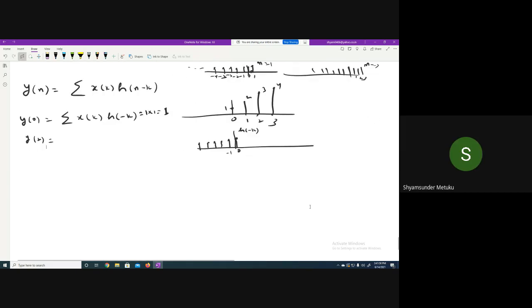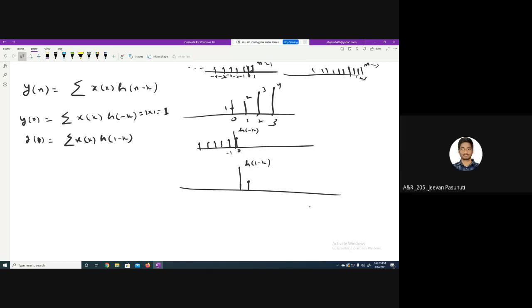So y of 1, sorry, y of 1, it is not 2. x of k, h of 1 minus k. h of 1 minus k means from where will it start? 1, 0, minus 1, it will go on. How many samples will get overlapped? 2 samples. So what should I write? 1 into 1 plus 2 into 2.